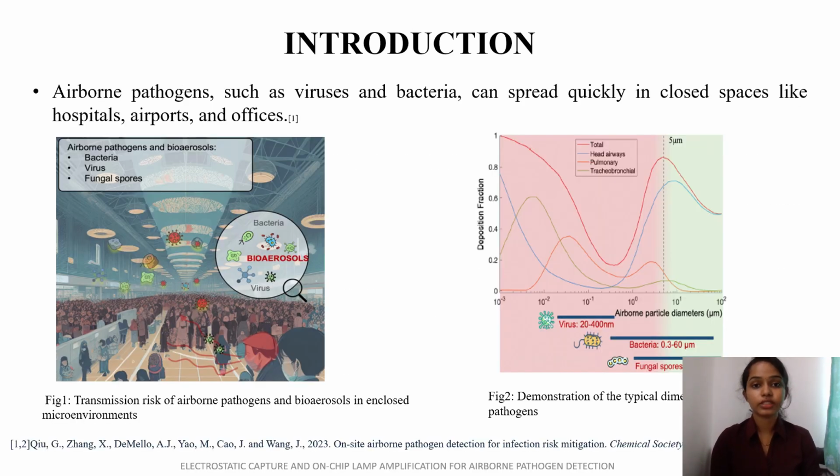So, as we know, airborne pathogens such as virus, bacteria, and fungi can spread quickly in closed spaces like hospitals, airports, and offices. So, figure one illustrates the transmission risk of airborne pathogens in enclosed microenvironments. As we can see, in closed environments, the ventilation will be poor and the pathogens remain suspended in the air, increasing the risk of transmission. Figure 2 illustrates the typical dimensions of airborne pathogens. As we can see, compared to the size of other pathogens, virus is a smaller particle and they can spread quickly in air. These curves in the diagram illustrate how pathogens of different dimensions settle in different respiratory tract regions.